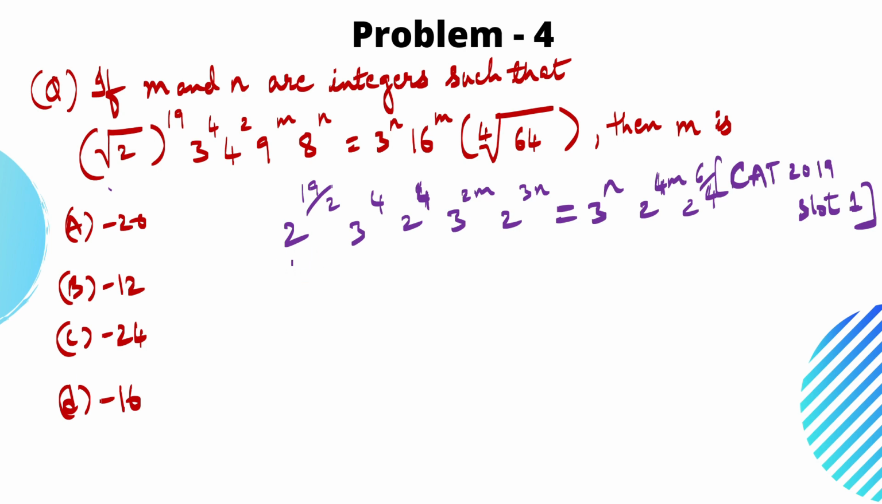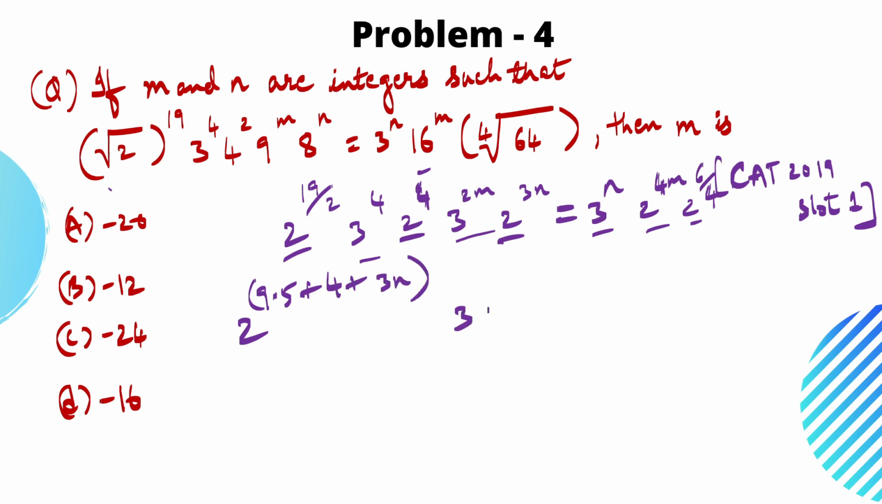Now the bases are equal, right? So 2, 2 and 2, here we have 3, 3, 3, 2, 2. Now the bases are equal, we can use the formula a power m into a power n. So 2 power, what is 19 by 2? 19 by 2 is 9.5 plus 4 plus 3n.